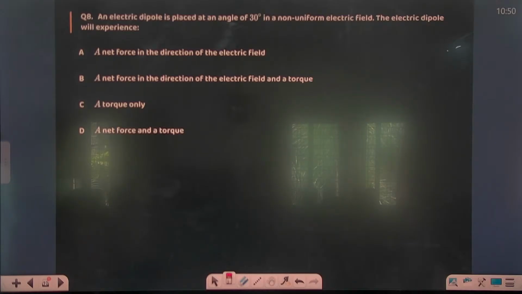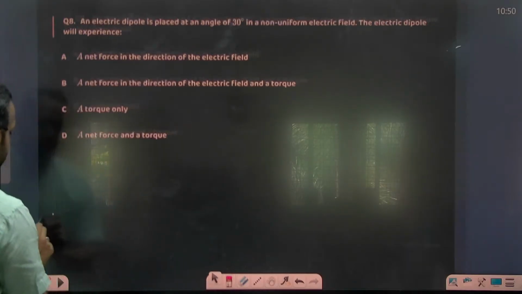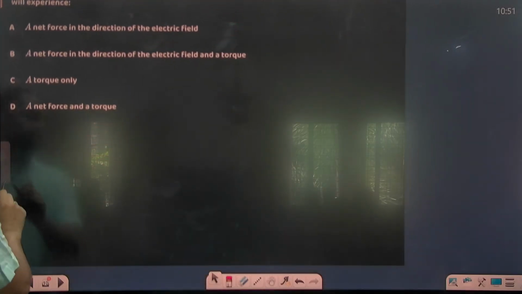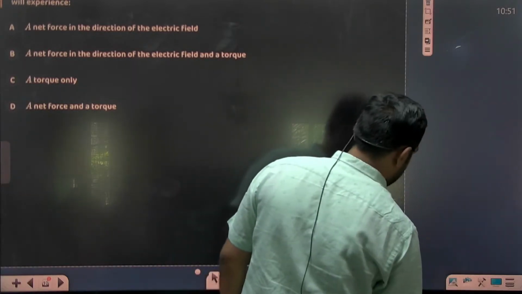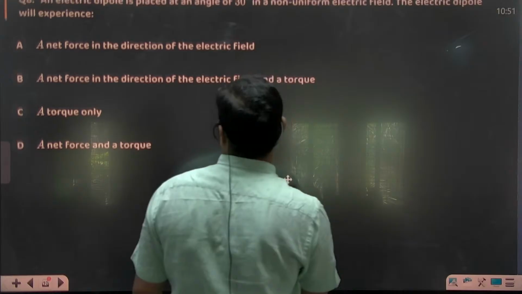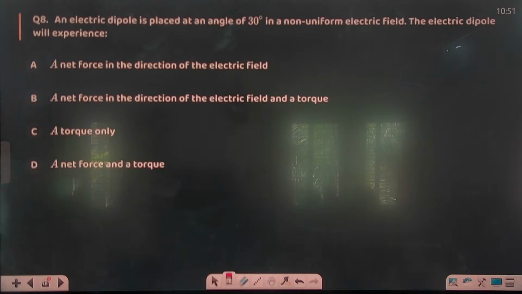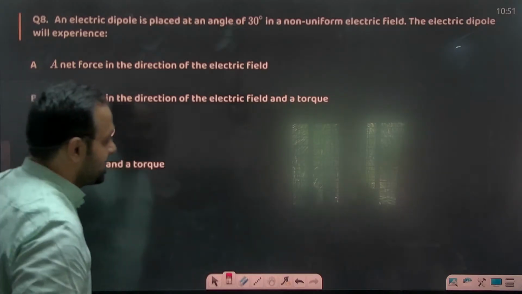Non-uniform. We have learned about uniform. What happens when you place a dipole in a uniform electric field? What does it experience? It will not experience any net force, but it will experience a net torque.